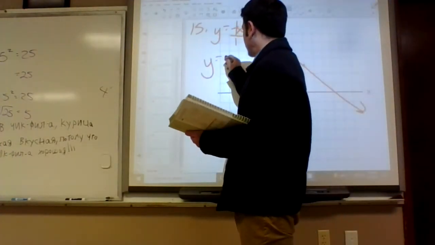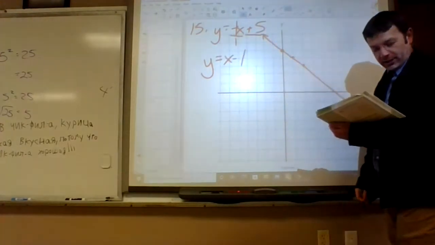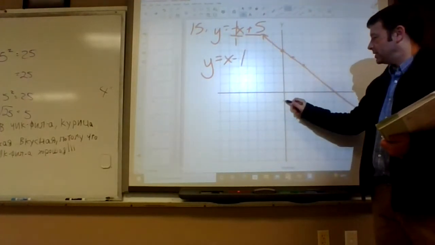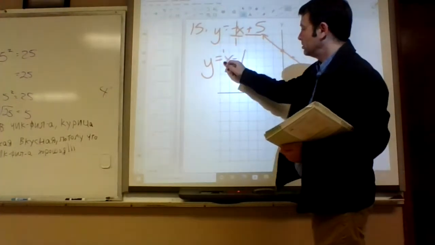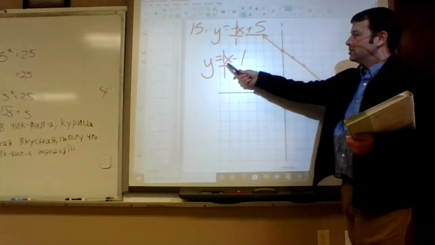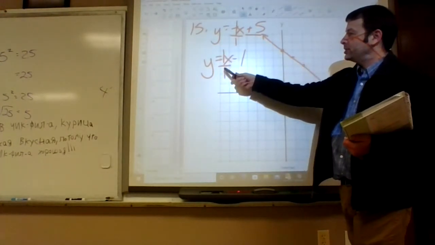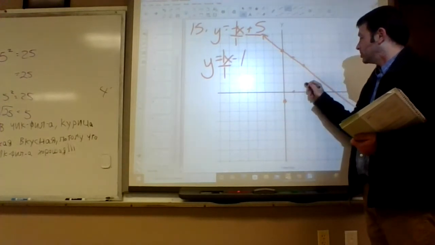The other one is y equals x minus 1. So where do I start at? Down 1. And where am I going? Slope is 1, so rise 1, run 1, rise 1, run 1.